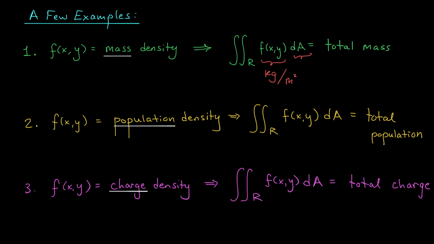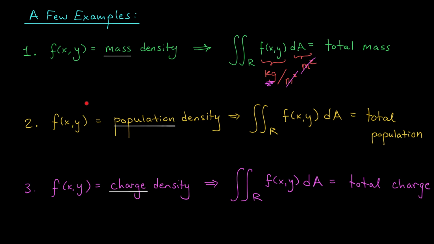dA represents a small change in area and is also measured in units of meters squared. Now check it out. The meters squared are going to cancel out, and you're left with just kilograms. The integral is sort of like a sum, right? We're summing over that entire region, so we're adding up the kilograms, we get the total mass.